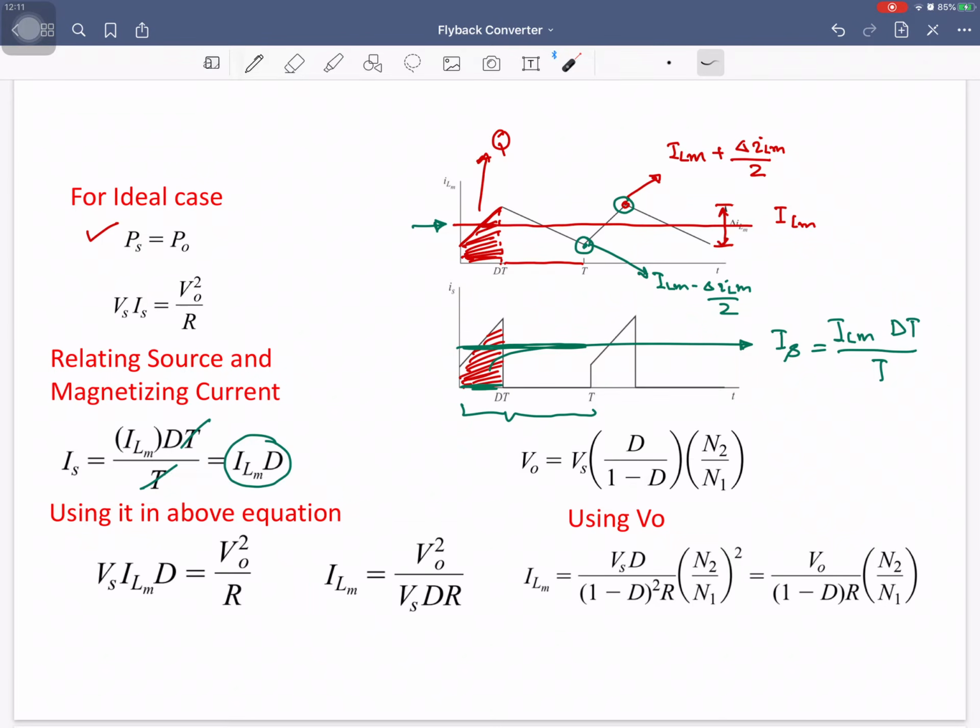So it can be written in terms of source voltage, or it can be written in terms of load voltage. This is the equation in terms of source voltage, but with the help of this transfer function that is available to you, you can write it in terms of load voltage as well by using the value from there.